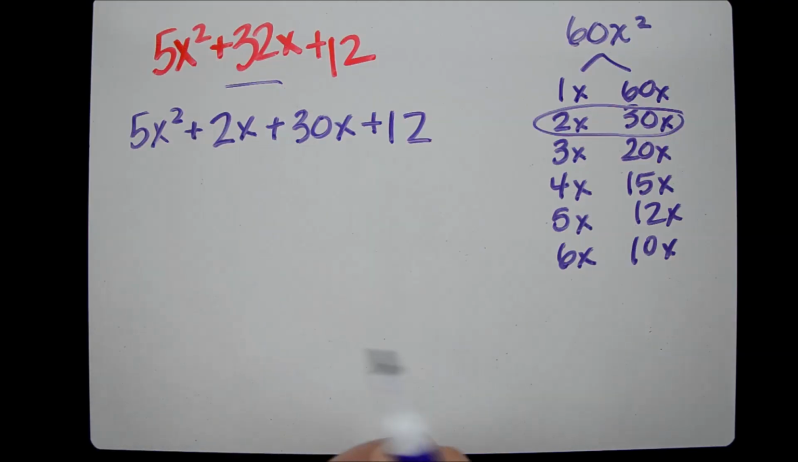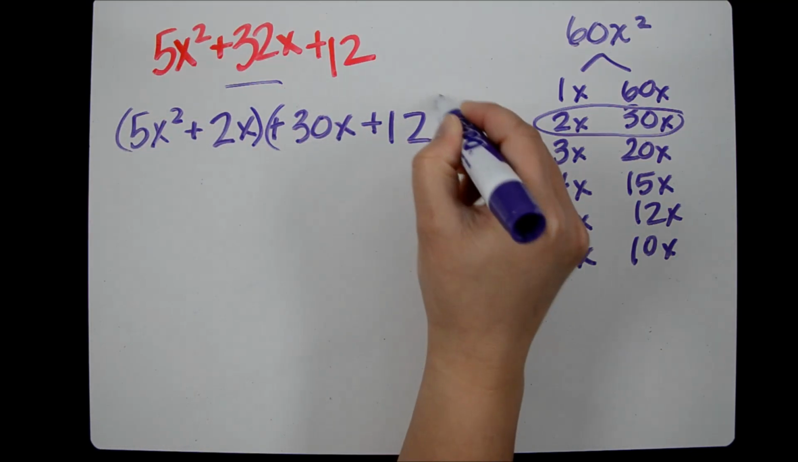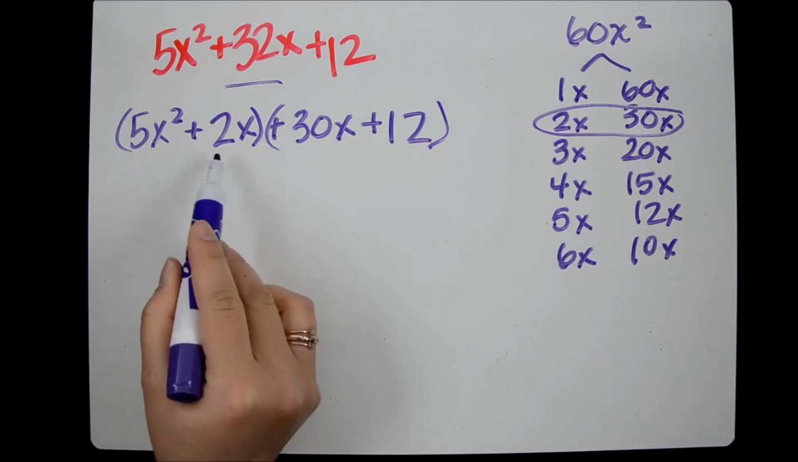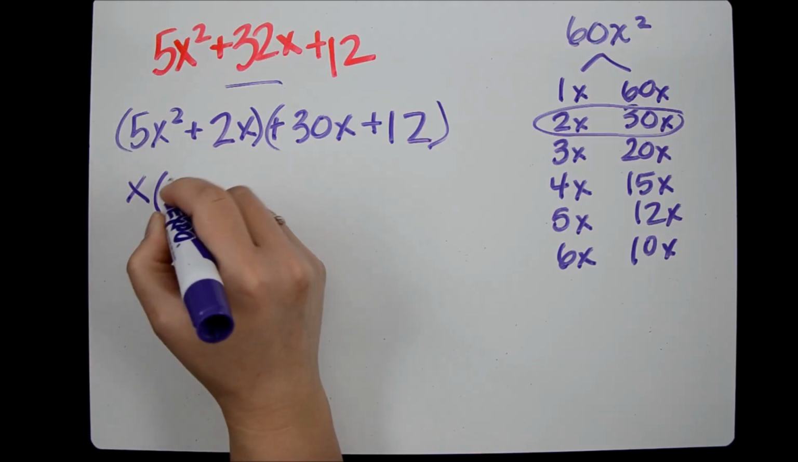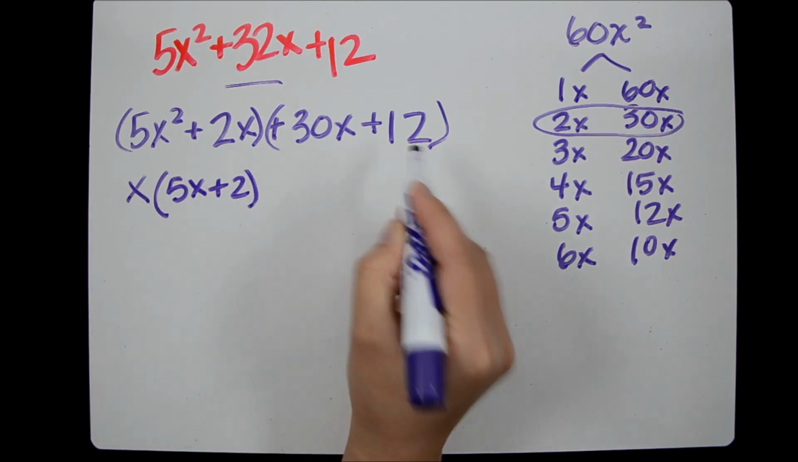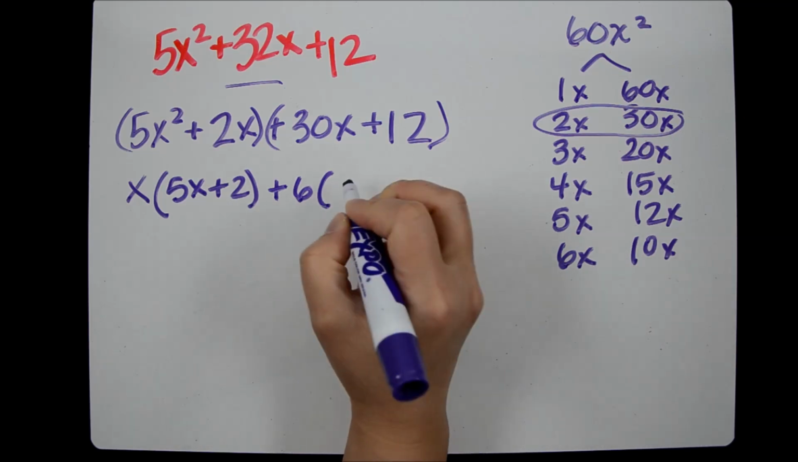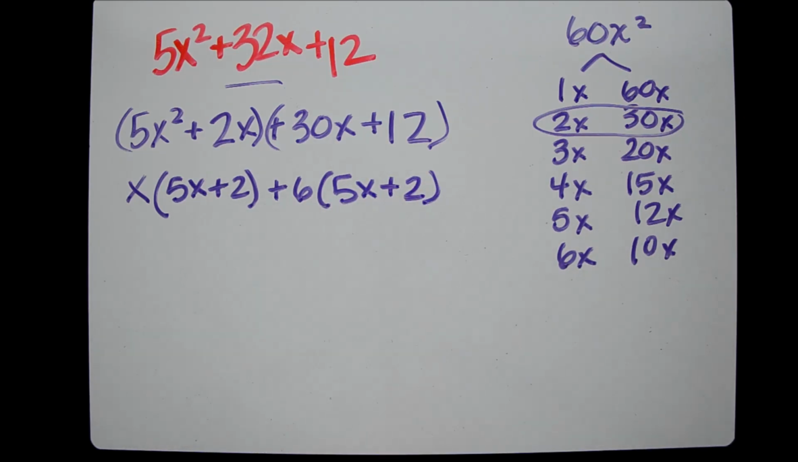Now we're going to group the first two terms together and the last two terms together. And within these binomials, we're going to factor out the greatest common factor. So here I could factor out x, and I'm left with 5x plus 2. And in the second group, I could factor out 6, so it's a positive 6. I'm going to write plus 6, and then we're left with 5x plus 2.